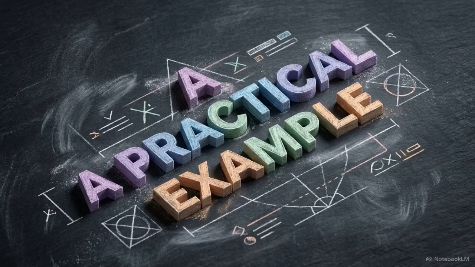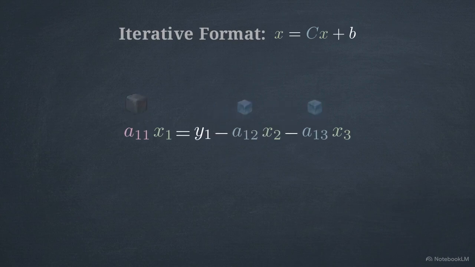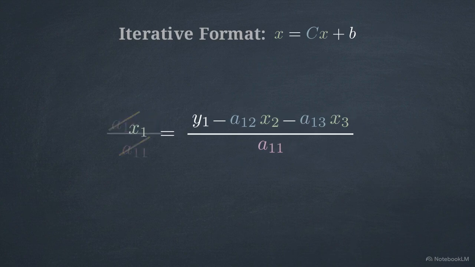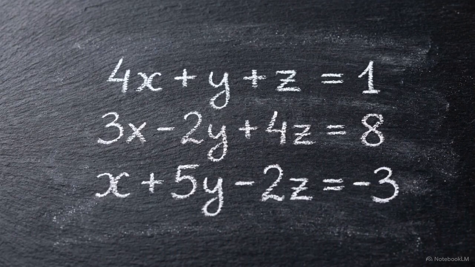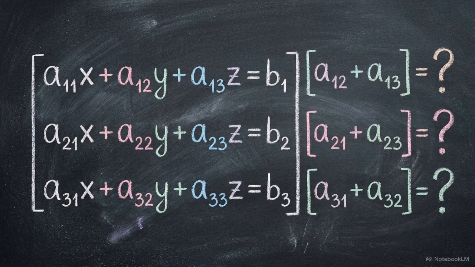We can see this in practice by applying the Jacobi iteration. To generate the x equals Cx plus b structure, we isolate a single variable xj in each equation, and then divide the entire row by its diagonal coefficient, ajj. Take a moment to test this out yourself. Pause the video, look at this 3x3 system, and try isolating x1, x2, and x3 by dividing each equation by its diagonal value. Calculate those resulting row sums to see if they trigger a contraction.